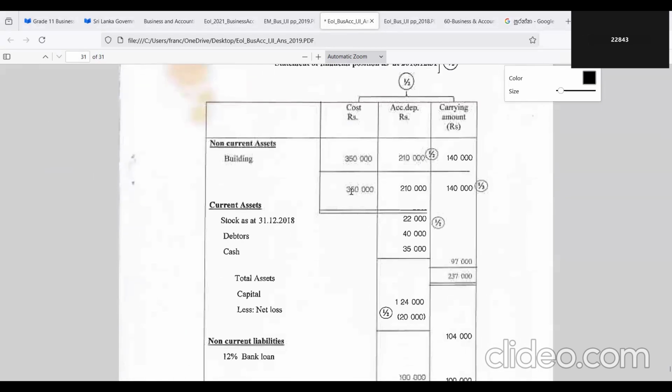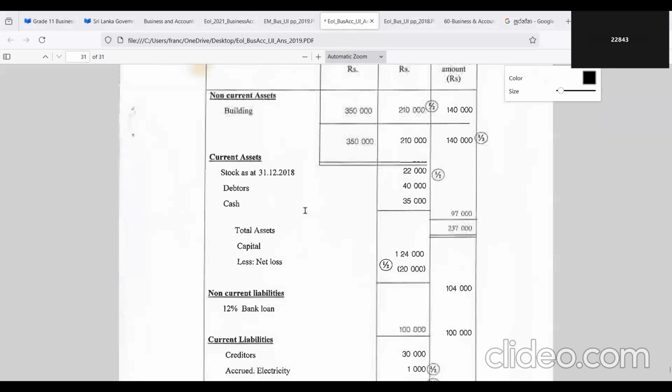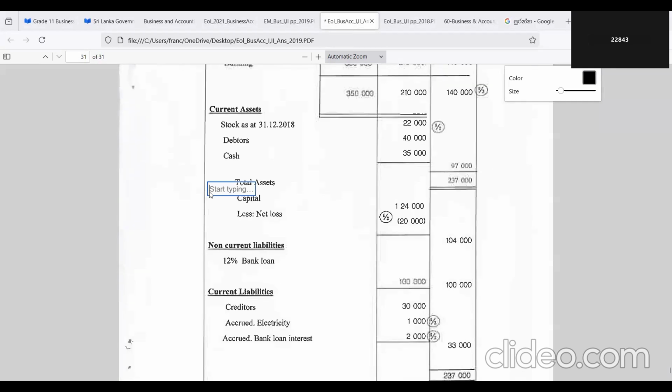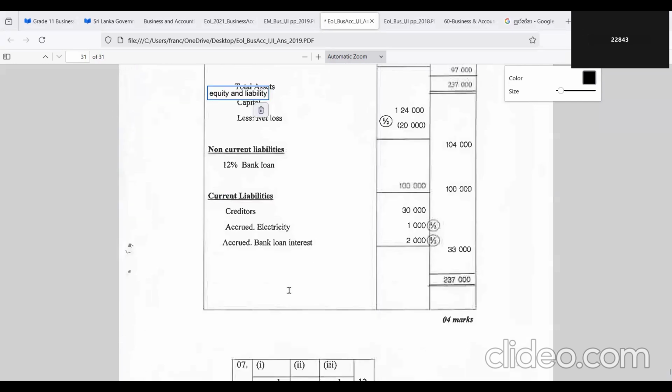Then the SOFP also, I don't see any issue. Only a small issue is there. Here, the equity and liability heading is missing. And here total equity and liability is missing. Other than that, there is no issue.